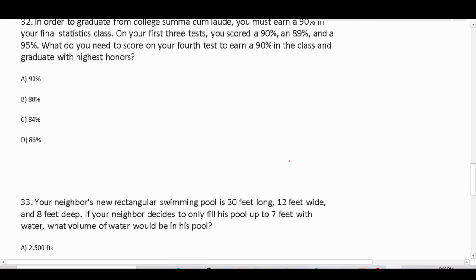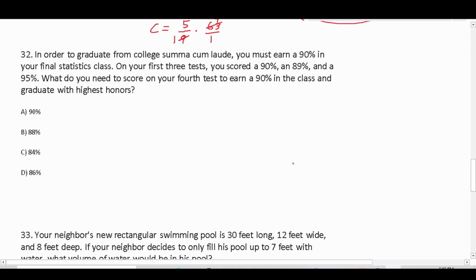Okay, number 32 says, in order to graduate from college summa cum laude, which is Latin for highest honors, you must earn a 90% in your final statistics class. On your first 3 tests, you scored a 90%, an 89%, and a 95%. What do you need to score on your 4th test to earn a 90% in the class and graduate with highest honors? Okay, so this is another variation of an average or mean problem.